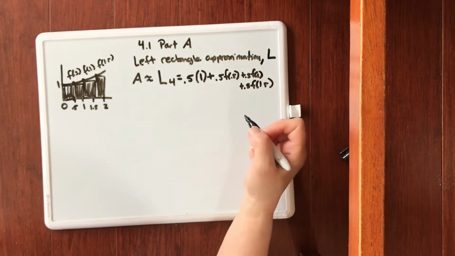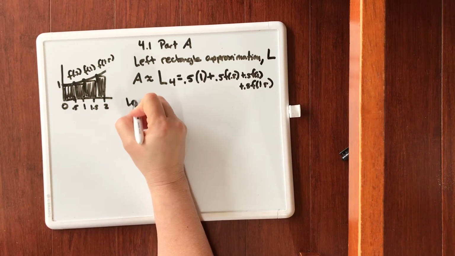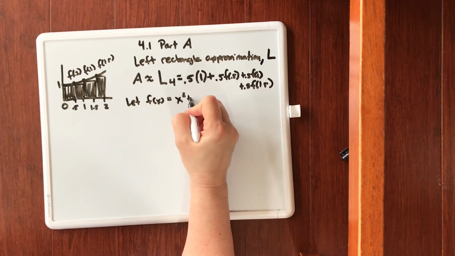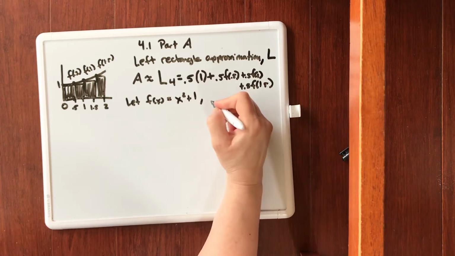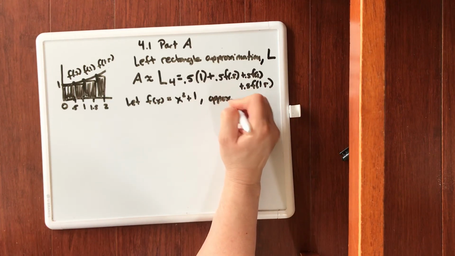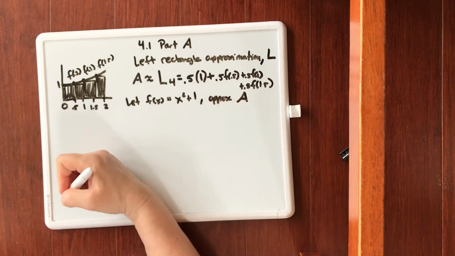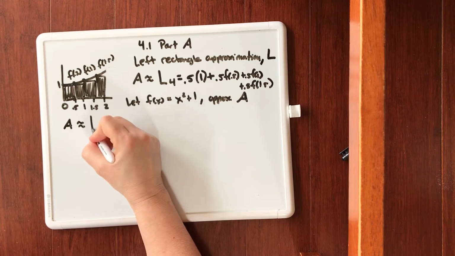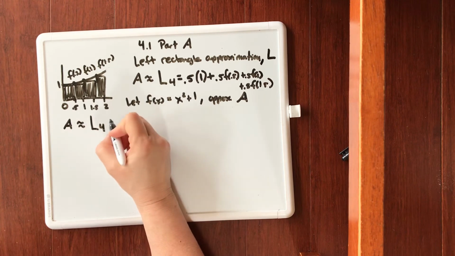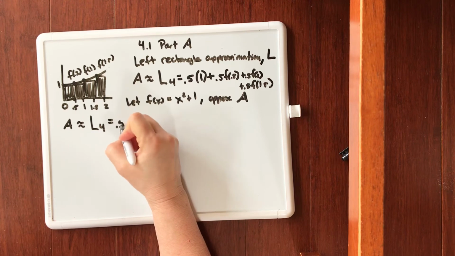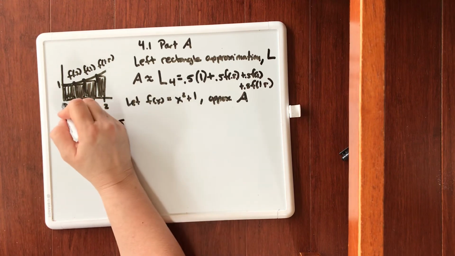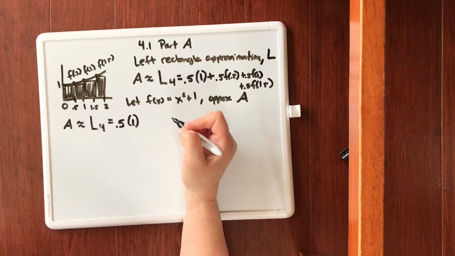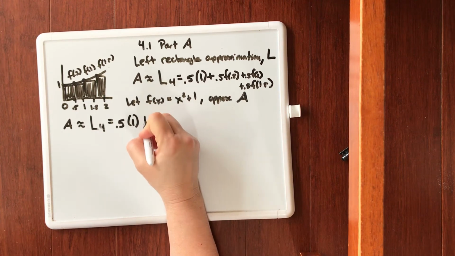Okay? Well, let's do a real example. We're going to let f of x equal x squared plus 1. And we're going to approximate the area. So area is approximately, and we're going to split it into 4. All right? So we have 0.5 times 1. That's an easy one, right? All right, then we continue. Plus 0.5.